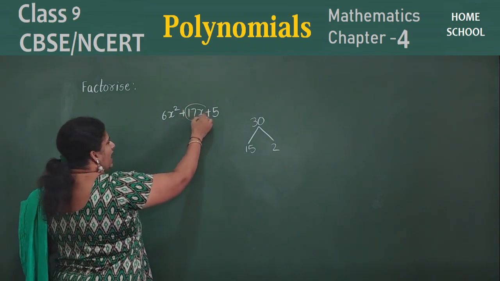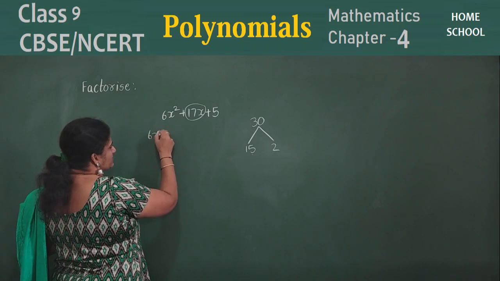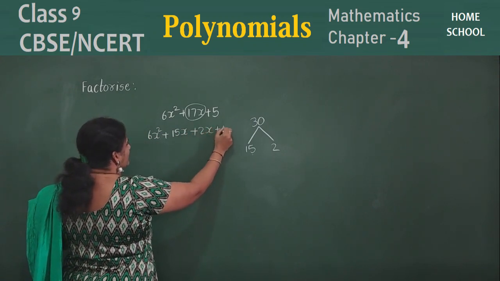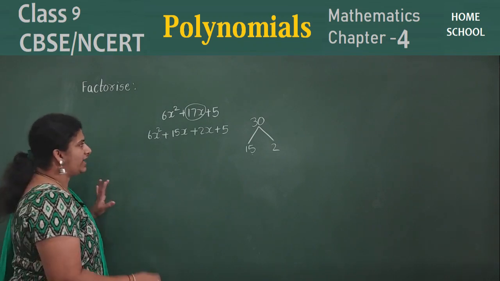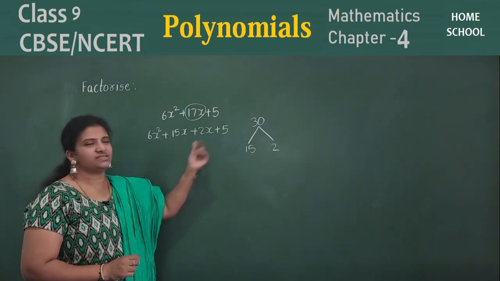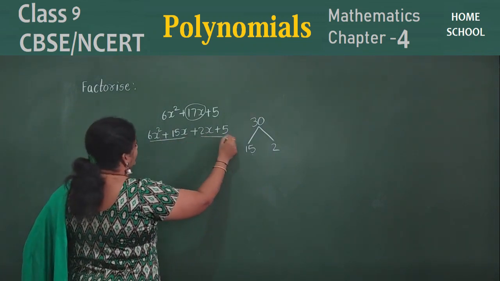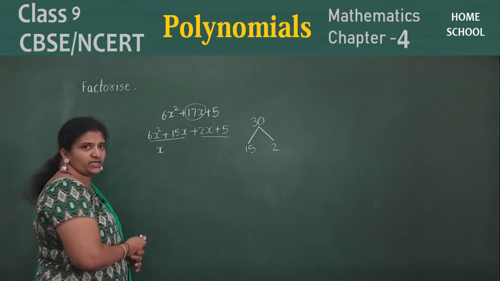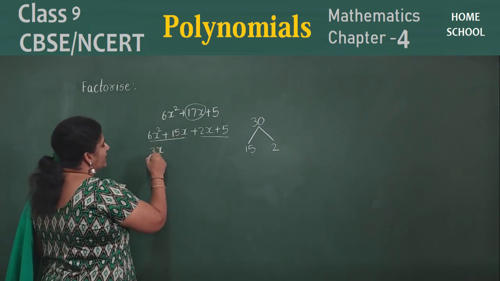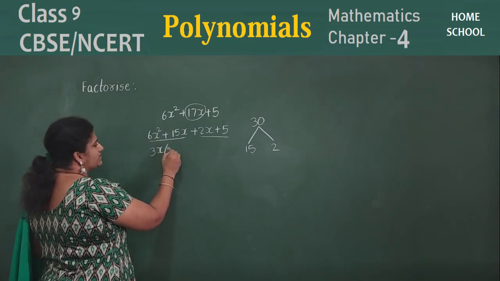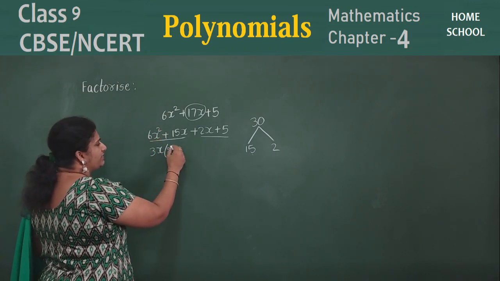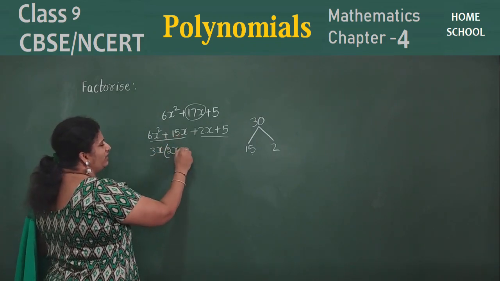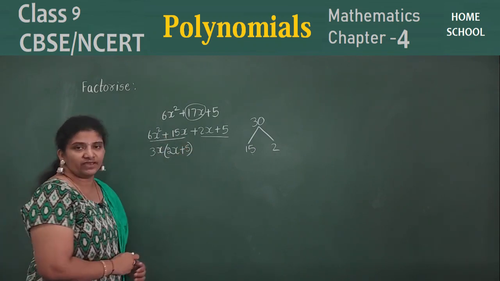Now, this value I need to write with this. 6x square plus 15x plus 2x plus 5. So now splitting is completed. Now take pairs and take common. In these two, is there anything common? Yes, x. And in 6 and 15, what is common? 3 is common. So 3x we take out common here. 3 2s are 6. 1x I have taken out, so another x will be inside. 2x. So here x is already taken out. 3 table where you get 15, plus 5. This is the way we need to take common.